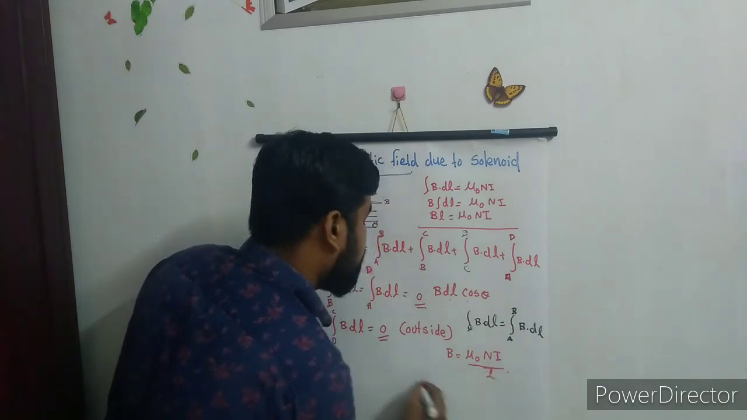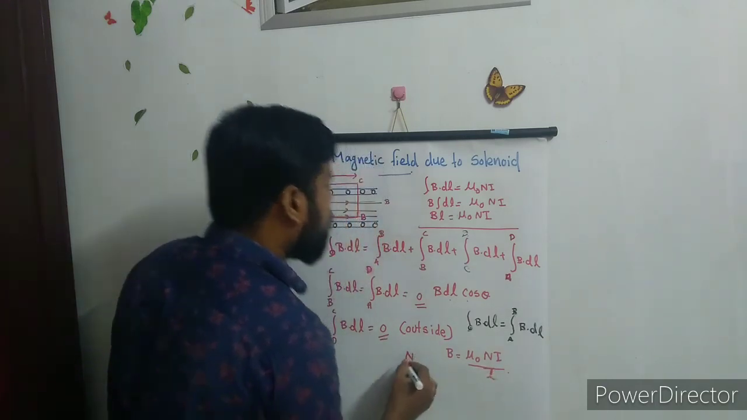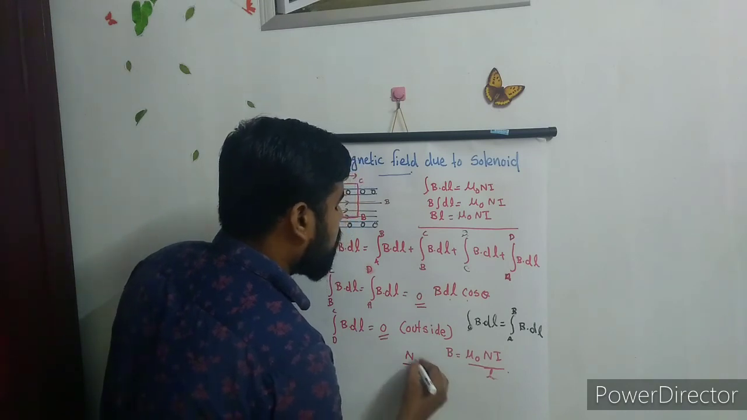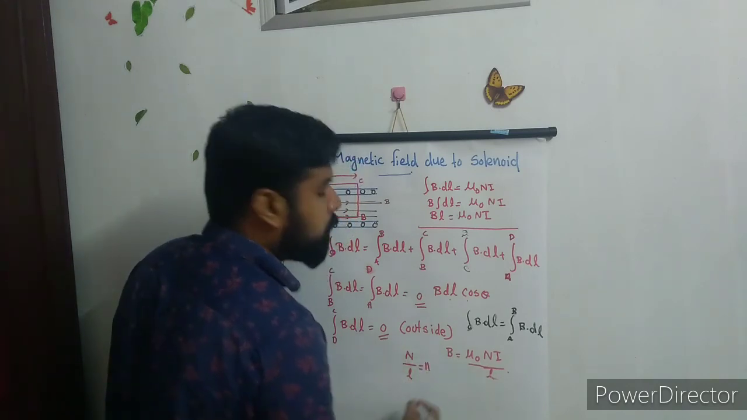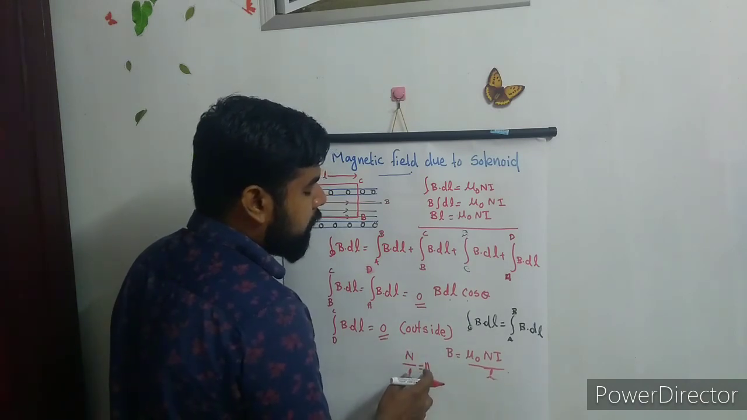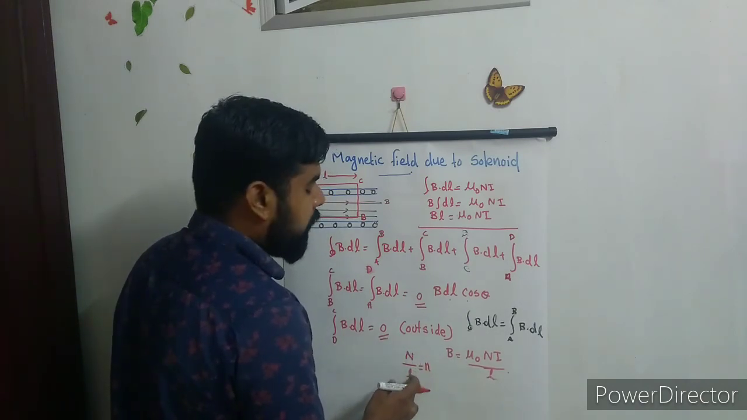N I by L. There is a small change. N is the total number of turns and L is the total length. So N by L we write as small n. What is small n? Number of turns per unit length.